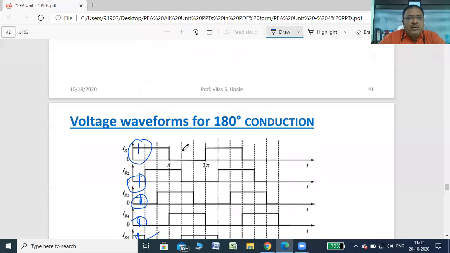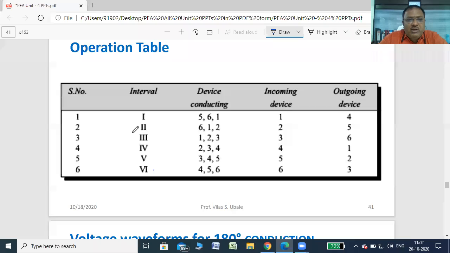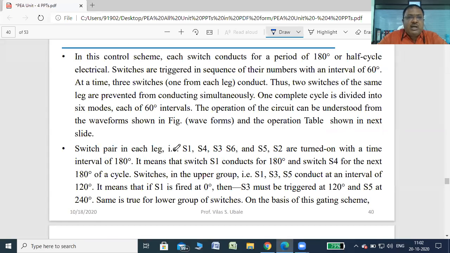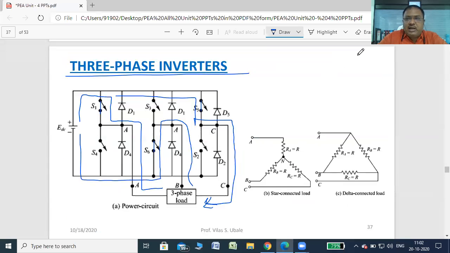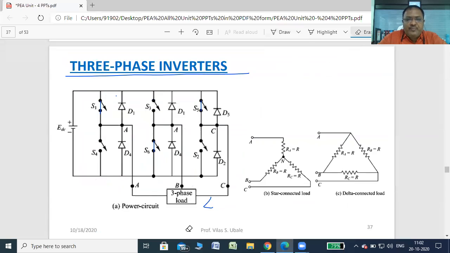I'll show you later on, but we'll go for the second interval when S1 is on, S2 is also on and S6 is on. S5 is the outgoing SCR or device and S2 is the incoming device. Now again check the circuit diagram. S1 is already on, S6 is already on. Now the incoming device is S2, S5 is off, then S2 is on.